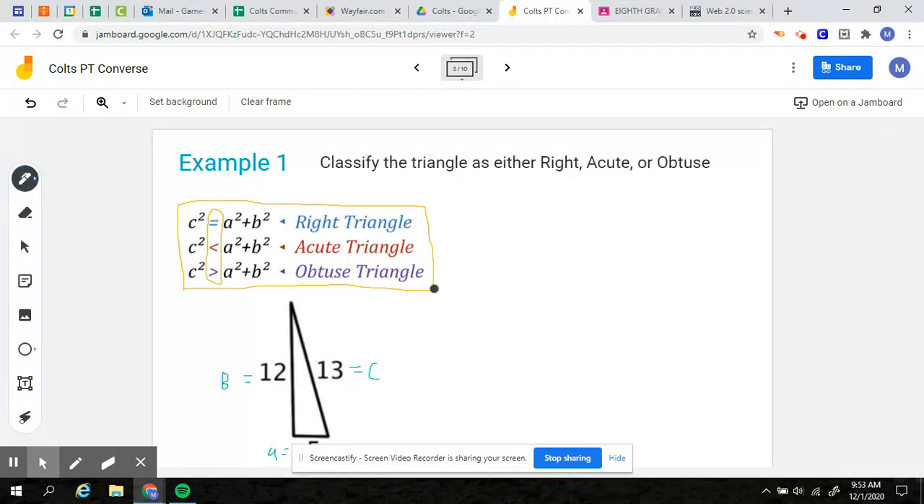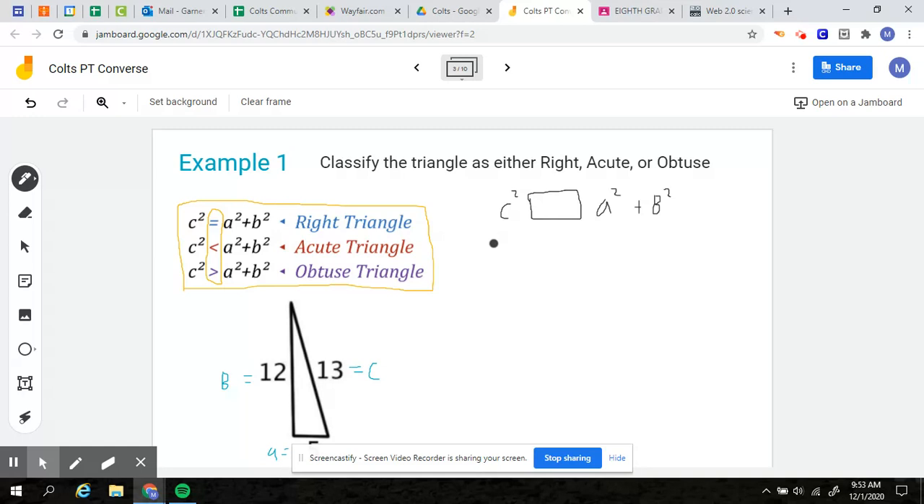So what we're going to do now is say C squared. And I'm going to put a big box in the middle, because that box is what we're trying to figure out. What symbol is going to go in that box? Is it going to be equal, greater than, or less than? So how does C squared compare to A squared plus B squared?